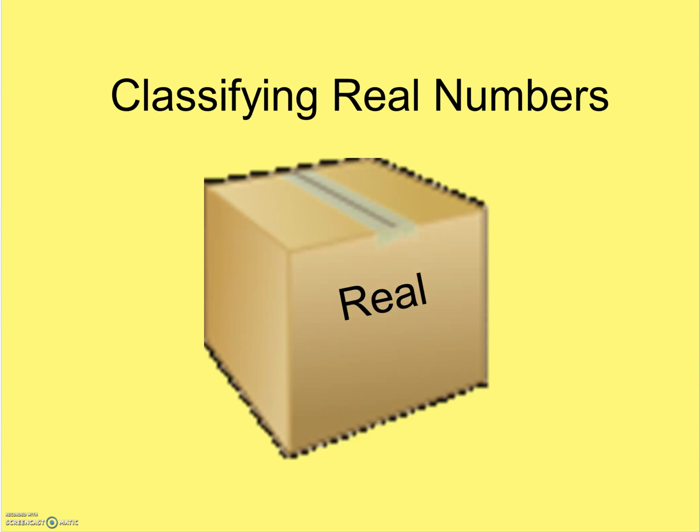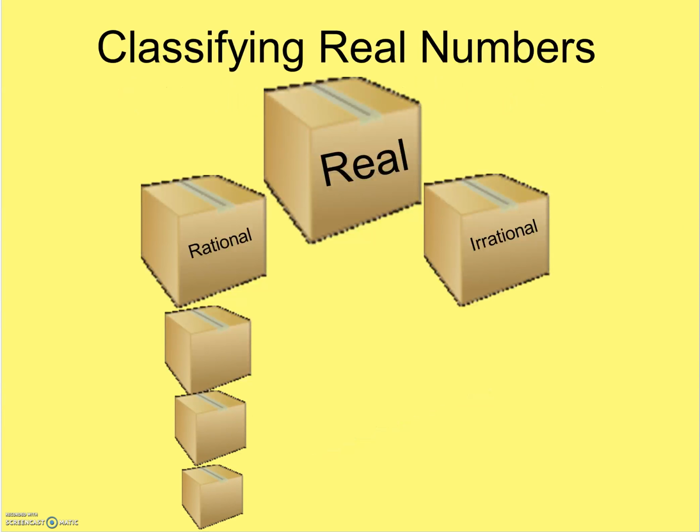So picture this box of real numbers. What I'm going to teach you to do is unpack it into smaller boxes: rational and irrational, and then they'll break down to integers, whole, and natural. So this will all come up here. You don't need to jot this down right now. But that's this idea of subsets of the real numbers, okay?